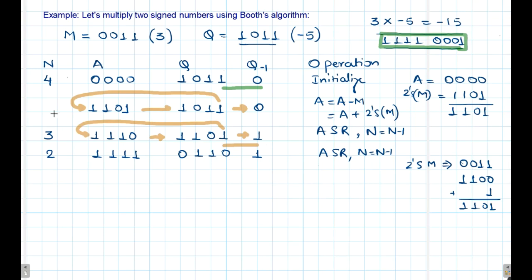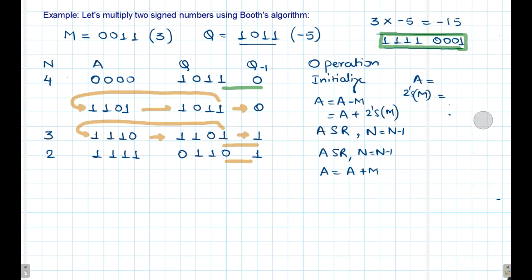So the next iteration says that again we have to check the bit pair. So the bit pair says that it is 0 1, and the 0 1 operation results in A equals A plus M. So A equals A plus M, which means that we are going to add the current value of A with M. So the current value of A is 1111, and the value of M is 0011.